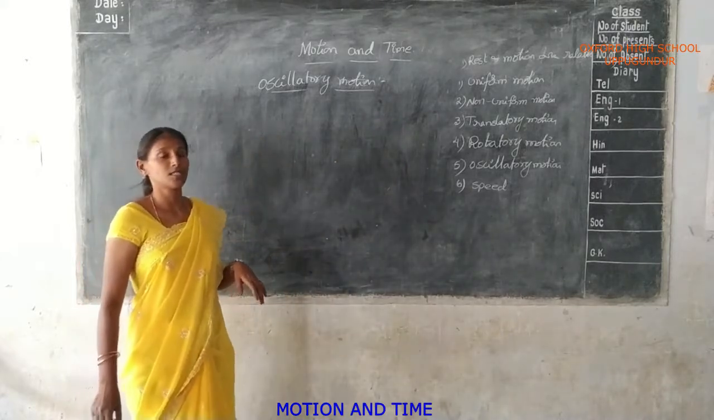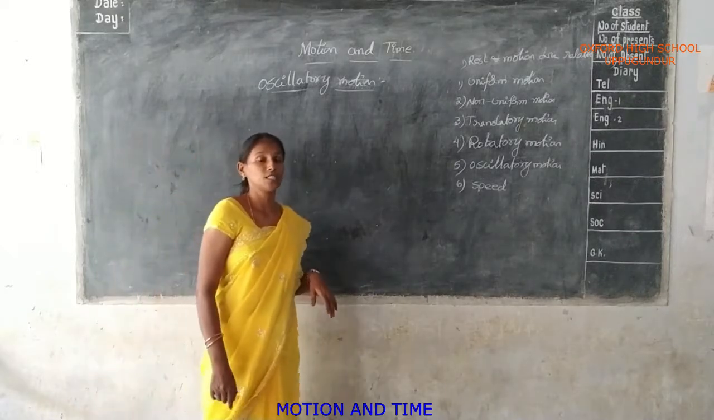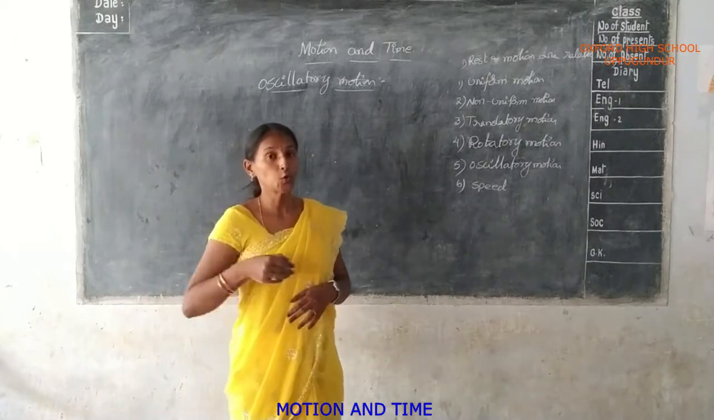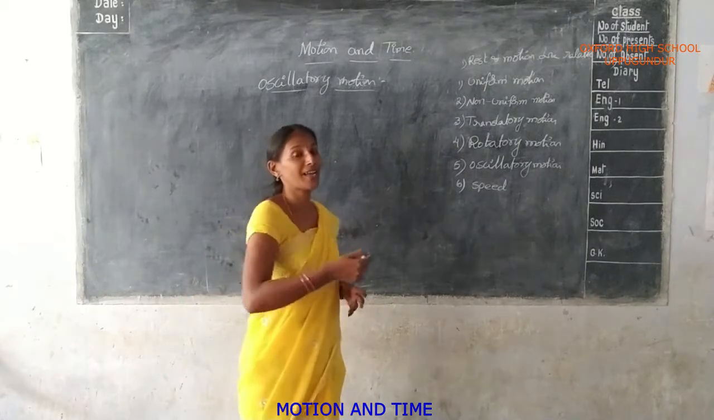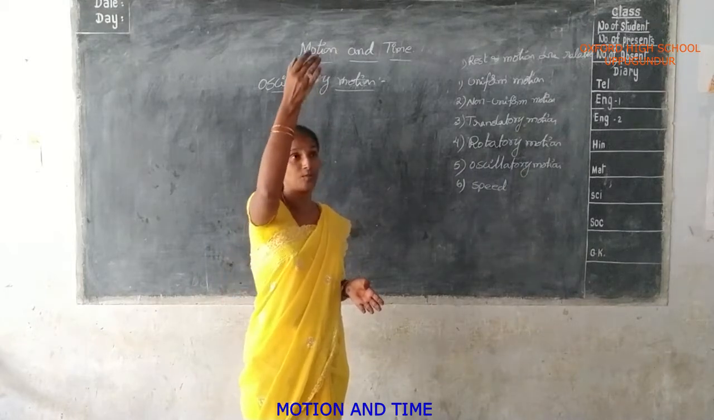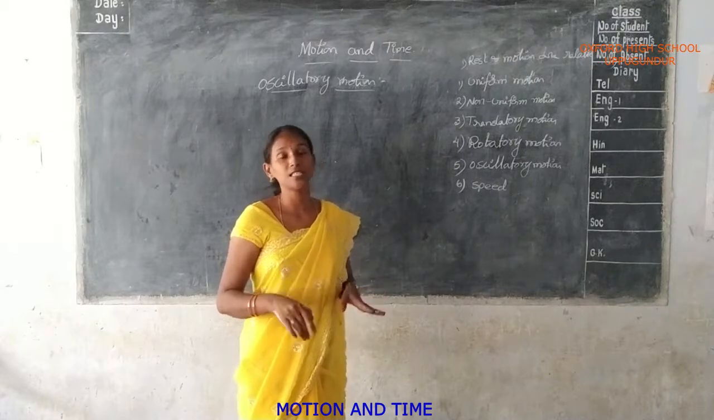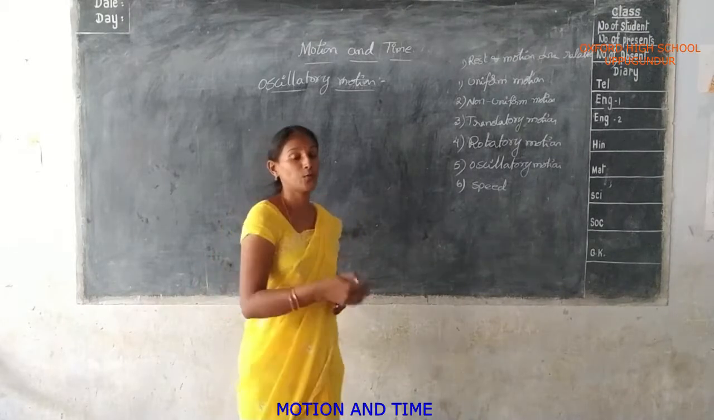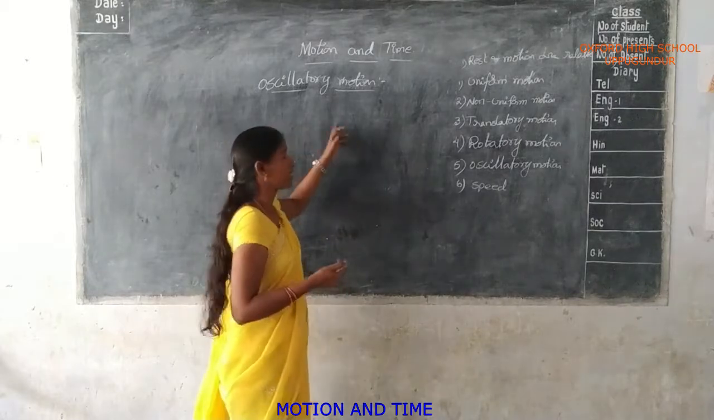Next, we are discussing oscillatory motion. Oscillatory motion means that an object is moving to and fro, that is, back and front. Suppose an object is moving up and down. The main thing is that the object is moving to and fro. That is called oscillatory motion.